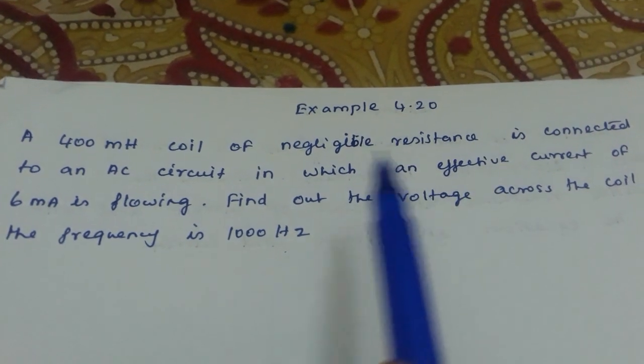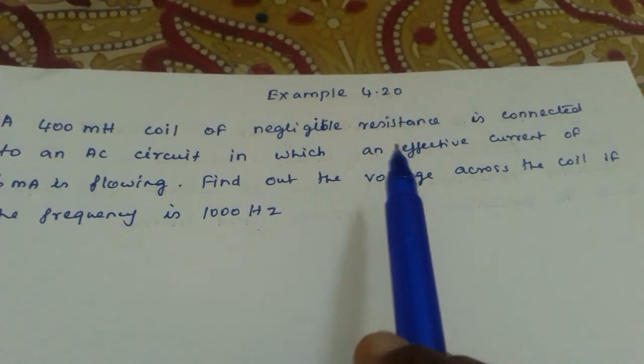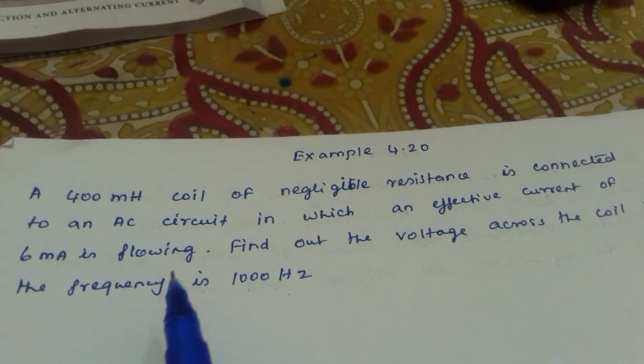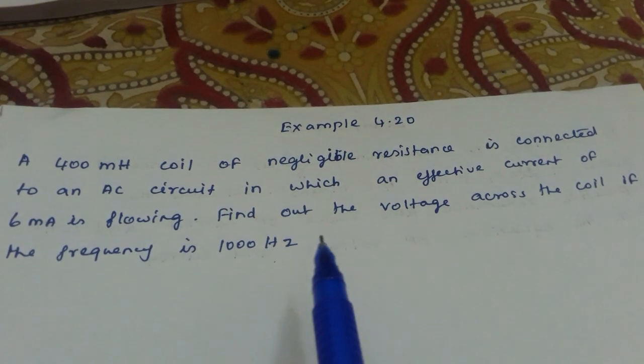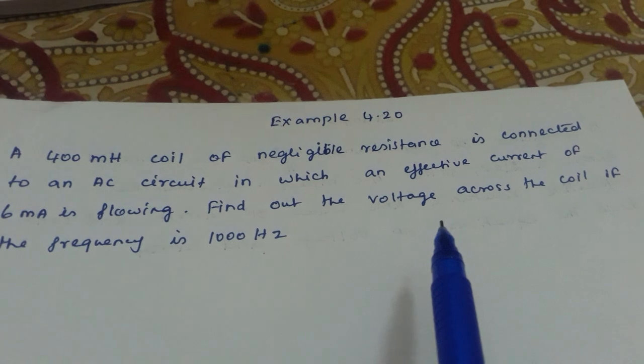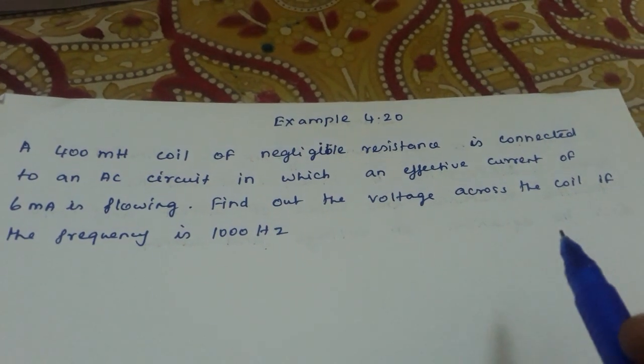Example 4.20. A 400 millihenry coil of negligible resistance is connected to an AC circuit in which an effective current of 6 milliampere is flowing. Find out the voltage across the coil if the frequency is 1000 Hertz.